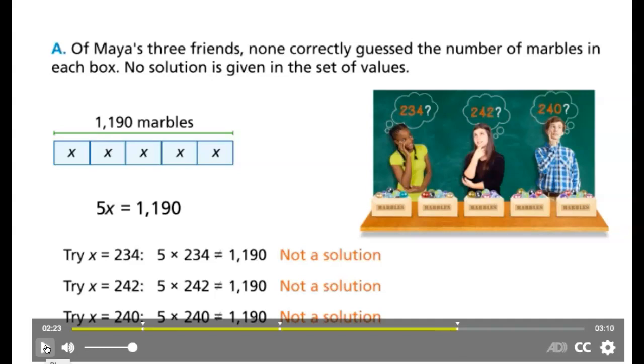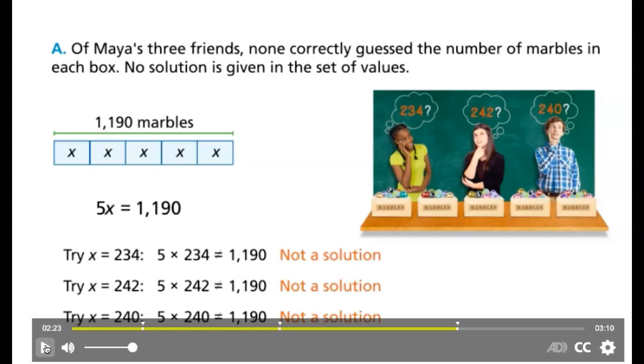So, with that said, how could you find a solution of this? How many marbles should there be in a box? Alana? There's actually 238 marbles in a box, so you could do that by dividing 1,190 marbles by 5 boxes, and then you'd get that answer.